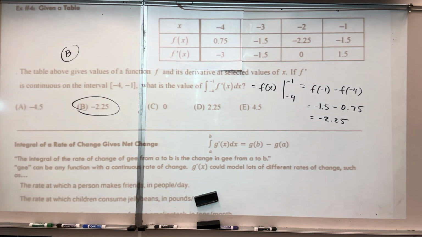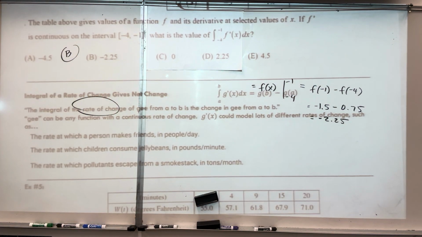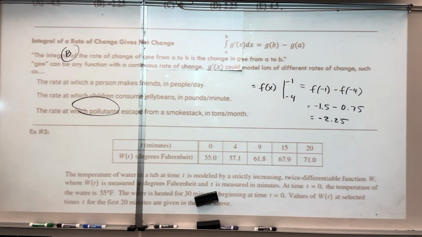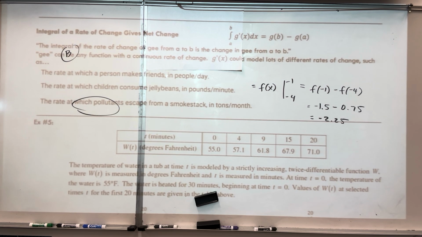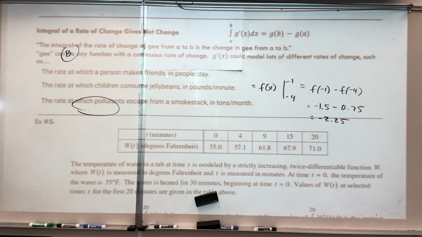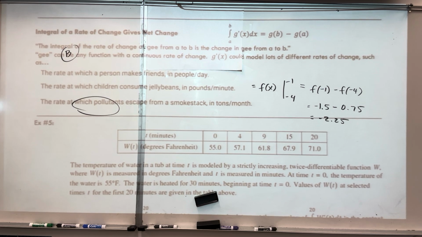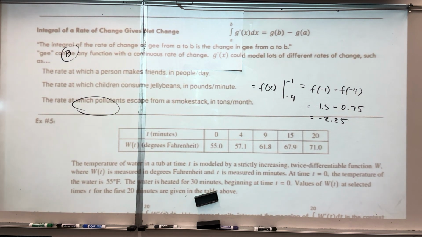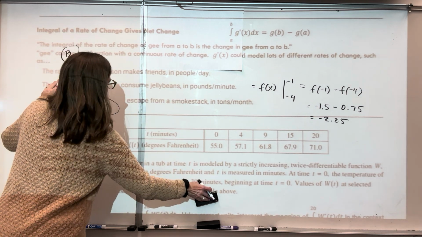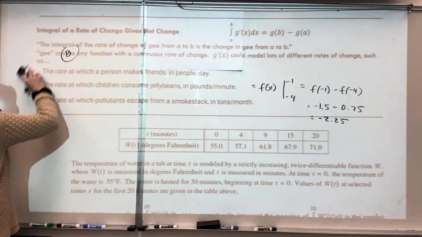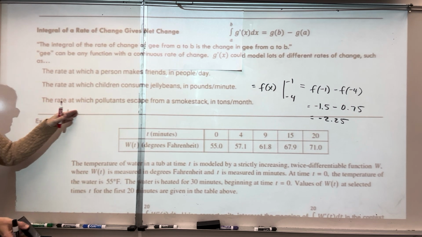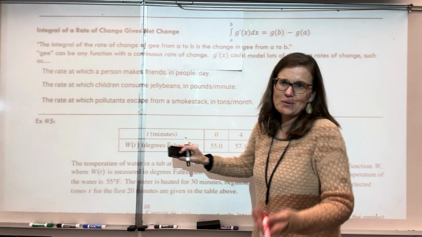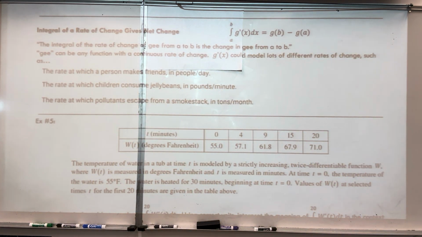All right, and the last little bit here is just, again, that the integral of a rate of change gives net change, right? So the integral of the rate of change of g, some g, from a to b is the change in g from a to b. G can be any function with a continuous rate of change. G prime can model lots of different rates of change, such as the rate at which a person makes friends in people per day, the rate at which children consume jelly beans in pounds per minute, the rate at which pollutants escape from a smokestack in tons per month. So we can have a lot of different references on that.